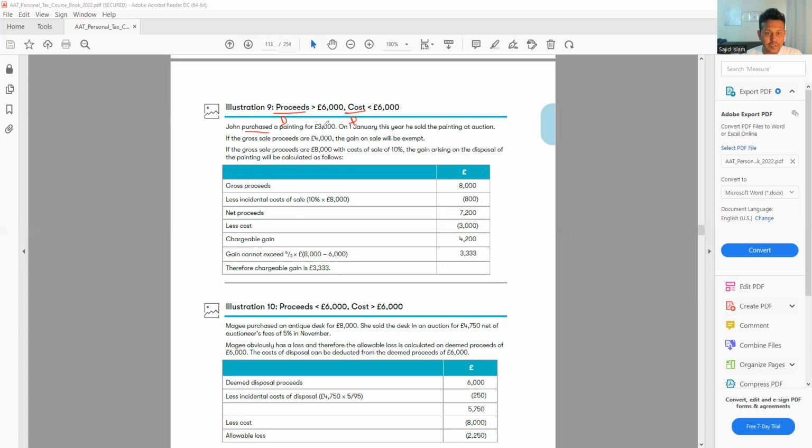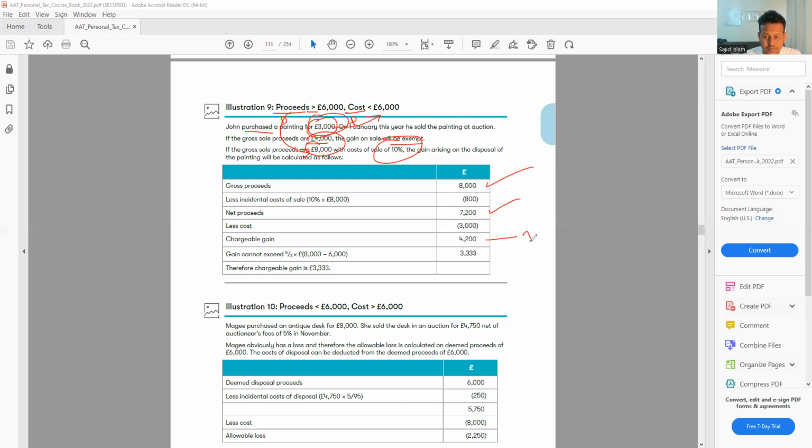So if my purchase cost is 3,000, that means it's less than 6,000. And if the proceed is 8,000, that means it is more than 6,000. But if it were 4,000 proceeds, that means less than 6,000, so it would be exempted. So we are not following that. Have a look here, gross proceed 8,000. This is my sales. We have 10% incidental cost, so 800 will be deducted. So net proceed is 7,200, less the cost of 3,000. So we have a chargeable gain of 4,200.